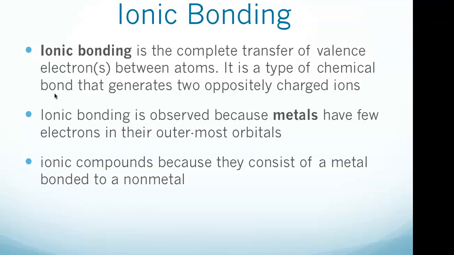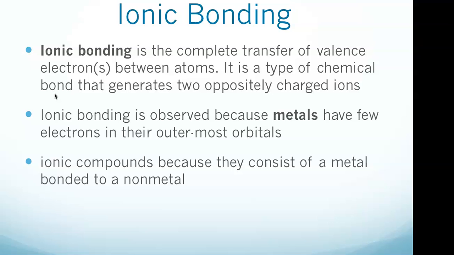And from here, we'll jump to ionic bonding. Ionic bonding is the complete transfer of valence electrons between atoms. It is a type of chemical bond that generates two oppositely charged ions. In ionic bonds, the metal loses electrons to become a positively charged cation, whereas the nonmetal accepts those electrons to become a negatively charged anion. Ionic bonds require an electron donor, often a metal, and an electron acceptor, a nonmetal.